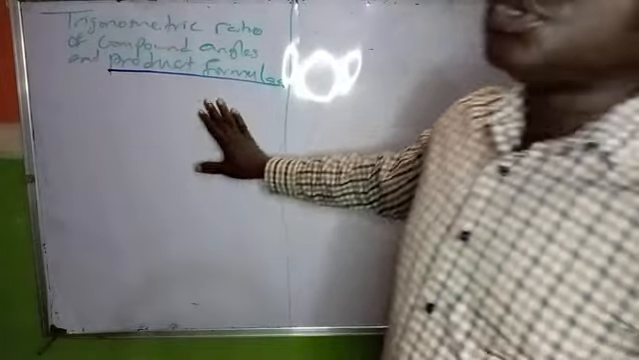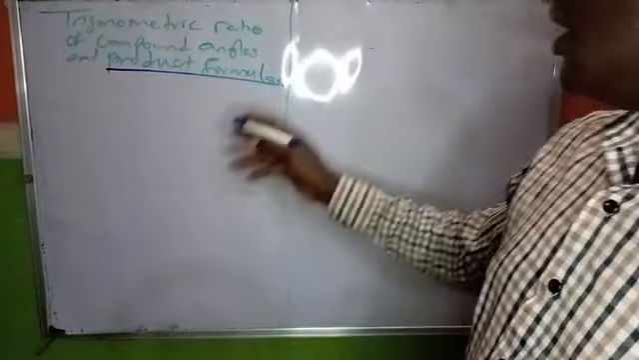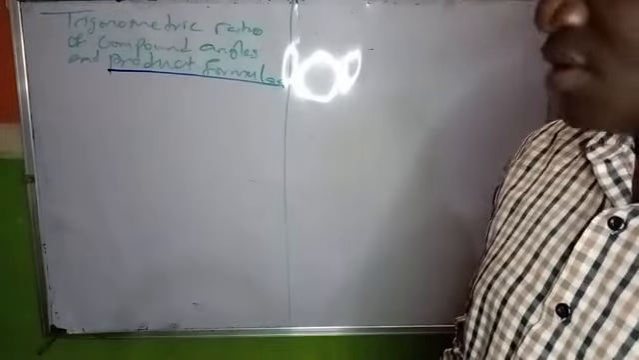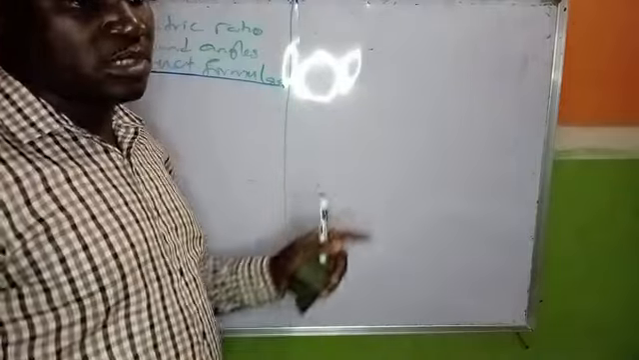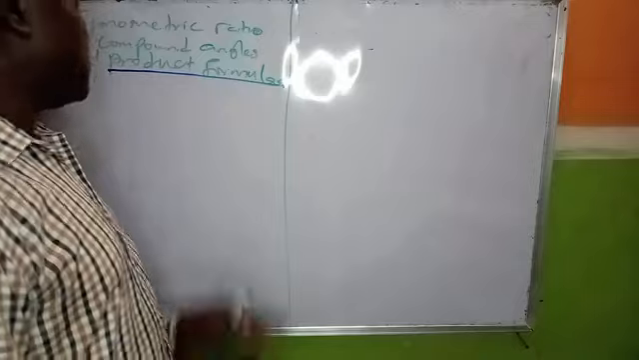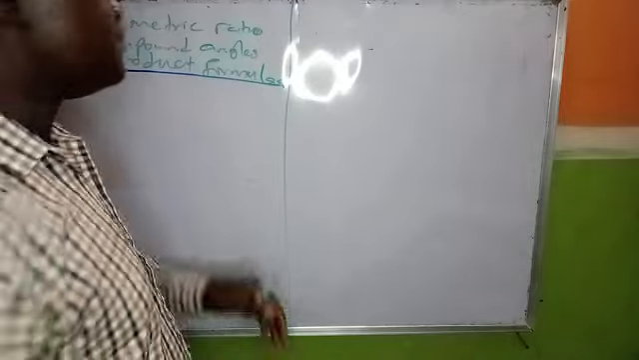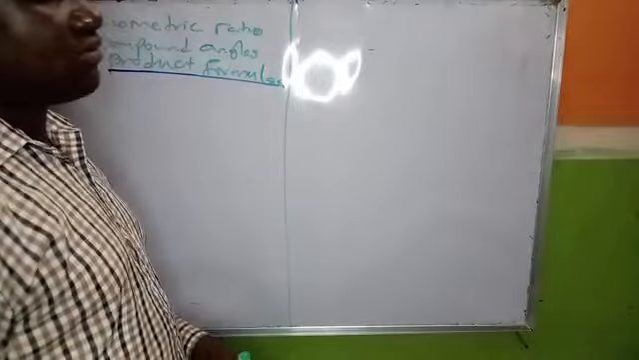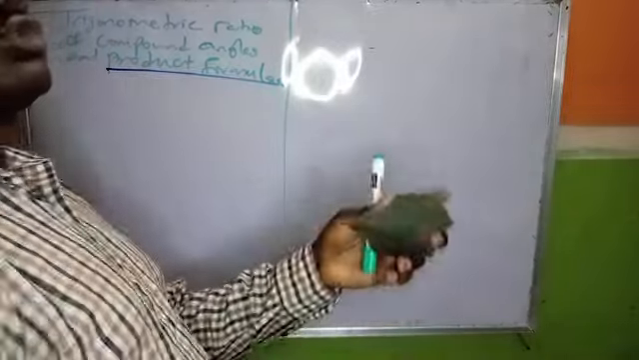We are continuing the trigonometric ratio of compound angles and product formula we are treating. So today is product formula. I've told you the other time the fundamental formula, which I've stated for you. So you can derive others from it. So you don't need to cram much formula.